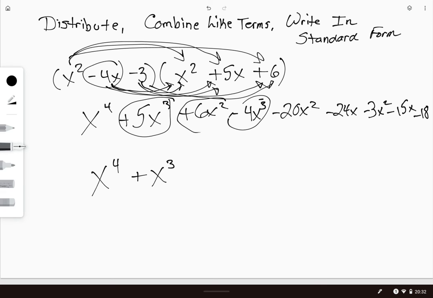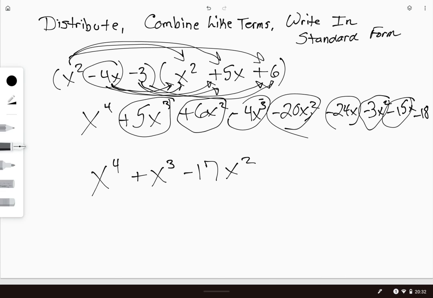I have 6x squared and a minus 20x squared. And then I also have over here a minus 3x squared. So 6x squared minus 20x squared is going to be a negative 14x squared. Minus 3x squared gives me negative 17x squared. Then we have a negative 24x minus 15x is minus 39x.